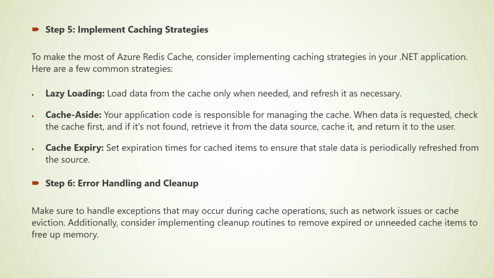Step 5. Implement caching strategies. To make the most of Azure Redis Cache, consider implementing caching strategies in your .NET application. Here are a few common strategies. Lazy loading: load data from the cache only when needed and refresh it as necessary. Cache aside: your application code is responsible for managing the cache. When data is requested, check the cache first, and if it's not found, retrieve it from the data source, cache it, and return it to the user. Cache expiry: set expiration times for cached items to ensure that stale data is periodically refreshed from the source.